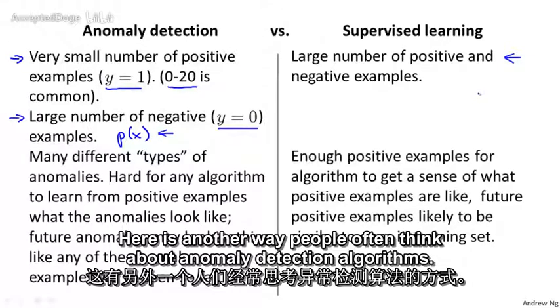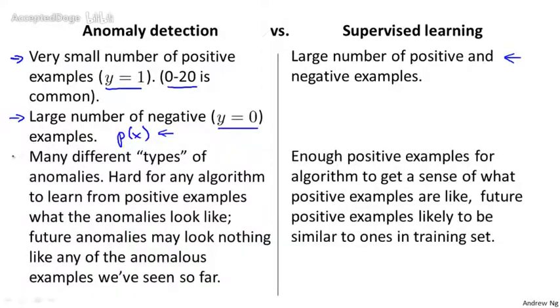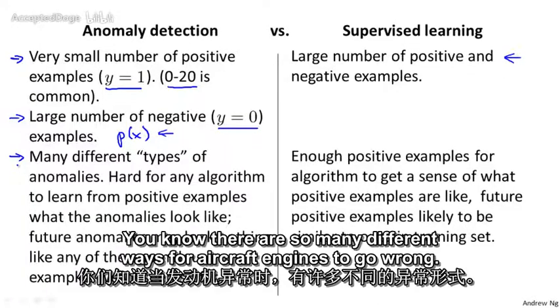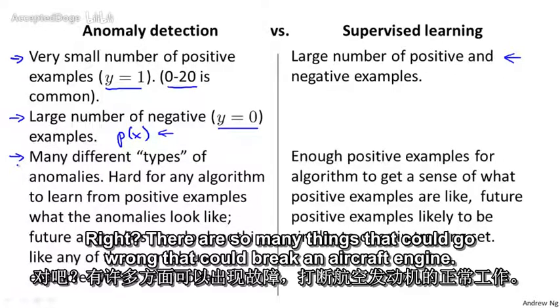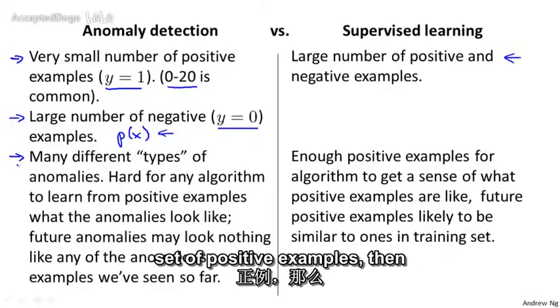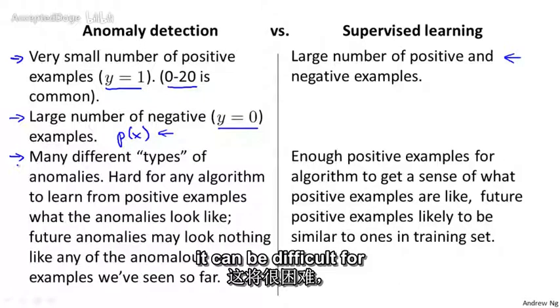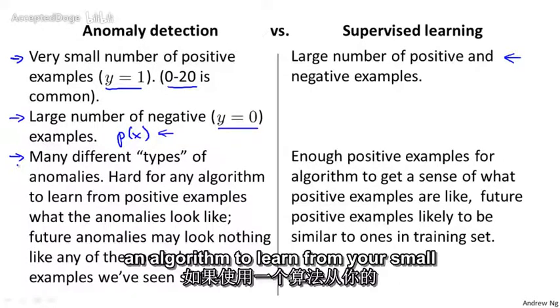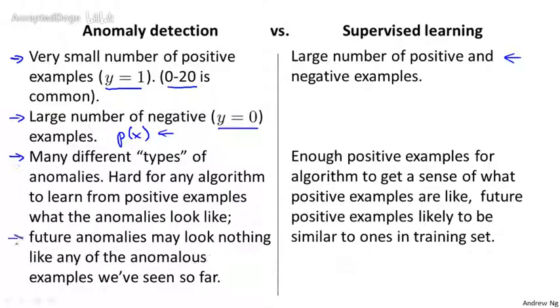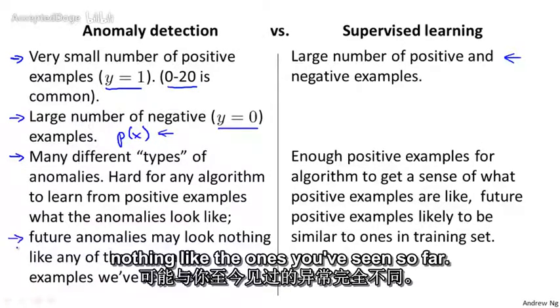Here's another way that people often think about anomaly detection algorithms. For anomaly detection applications, often there are many different types of anomalies. So think about aircraft engines. There are so many different ways for aircraft engines to go wrong, so many things that could break in an aircraft engine. And if that's the case, and if you have a pretty small set of positive examples, then it can be difficult for an algorithm to learn from your small set of positive examples what the anomalies look like. And in particular, future anomalies may look nothing like the ones you've seen so far.